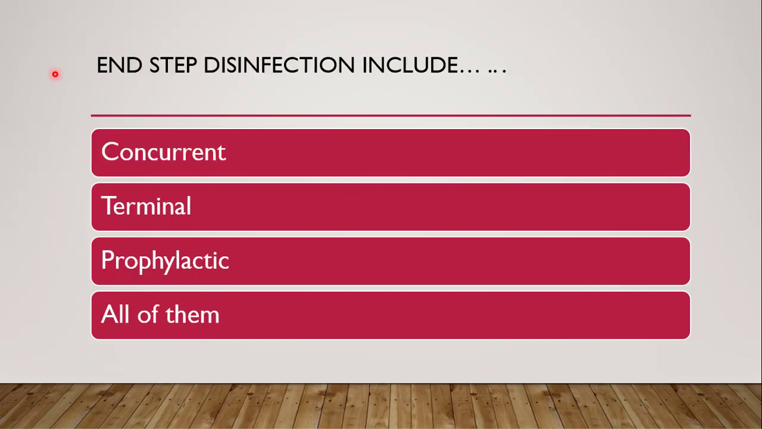Then next question is, end step disinfection includes dash. Now, disinfection is nothing but the removal or destruction of disease causing microorganisms from non-living objects like inanimate articles. There are various types of disinfection such as concurrent disinfection, terminal disinfection, prophylactic disinfection, etc. When it comes to end step disinfection, as the word suggests, it is terminal disinfection. So end step disinfection includes terminal disinfection.